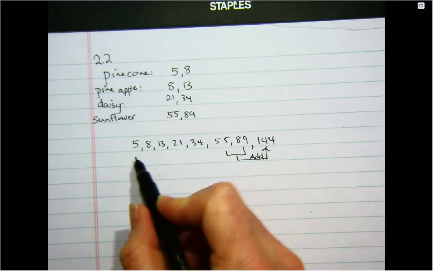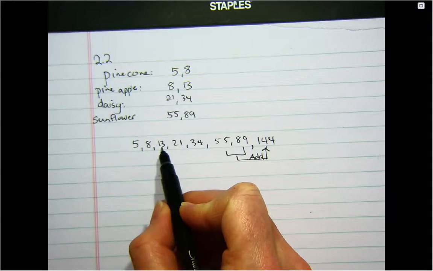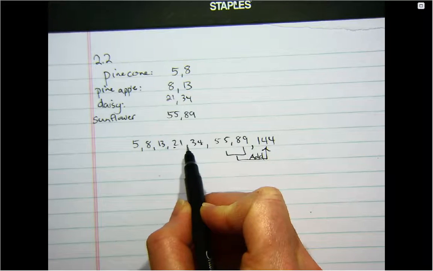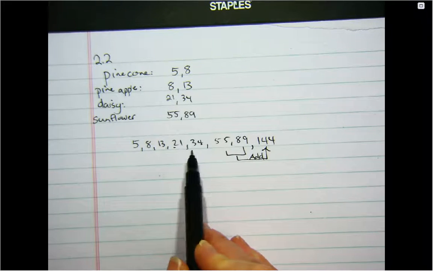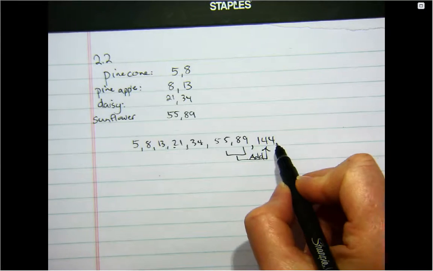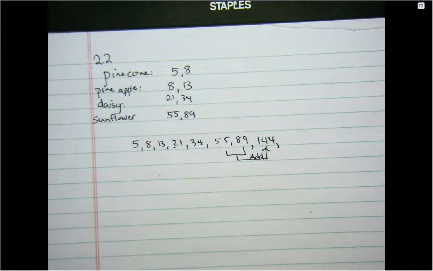So you can add 5 and 8 and get 13. 8 and 13 add to 21. 13 and 21 add to 34. 21 and 34 add to 55, and so on. So we could just keep going. Let's put the next couple numbers down here. 89 and 144.